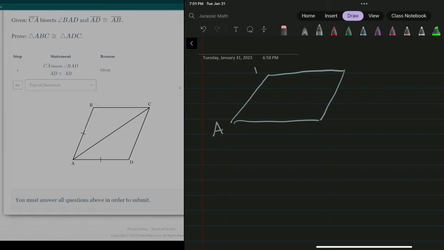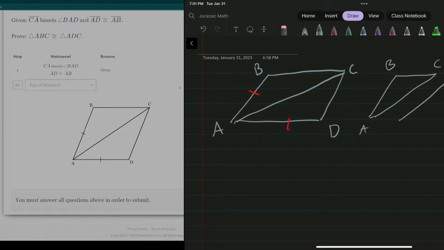A, B, C, D. There's a line across here. We have this side and this side are already congruent. From there, I'm always going to just go ahead and draw my two triangles or whatever it's trying to ask me to prove. Triangle ABC. A, B, C. And then draw the other triangle right next to it, A, C, D.